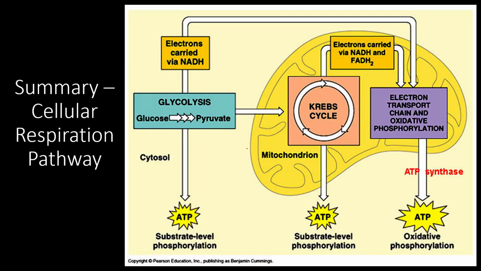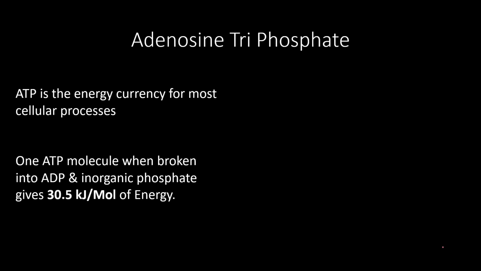Now this summarizes the entire process or the pathway of cellular respiration. So as you can see here, in glycolysis, glucose gets converted to pyruvate, and it moves to the Krebs cycle, right? Some amount of energy is produced by substrate level phosphorylation, and the electrons are carried in the form of NADH and FADH2. The electrons move through the electron transport chain, and through oxidative phosphorylation the ATP is synthesized.